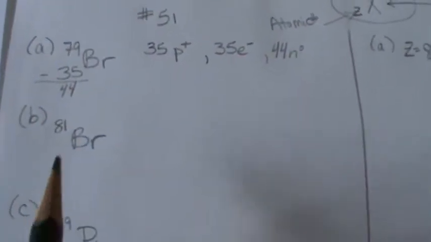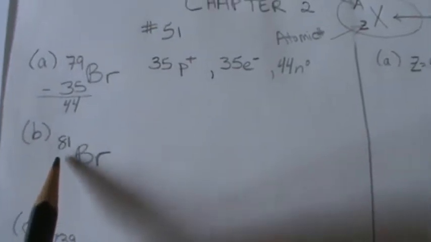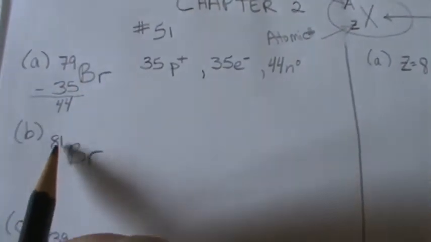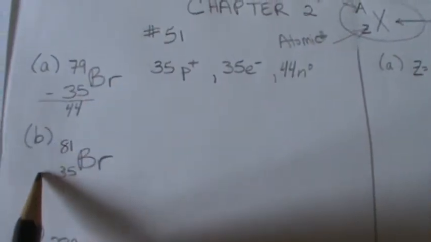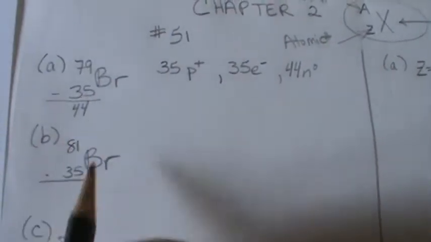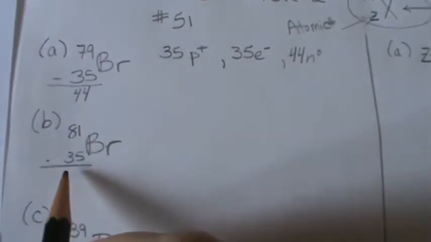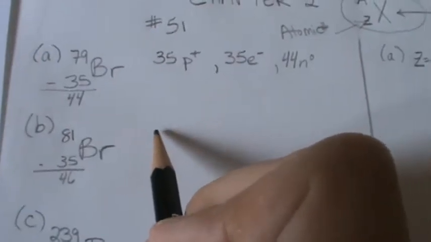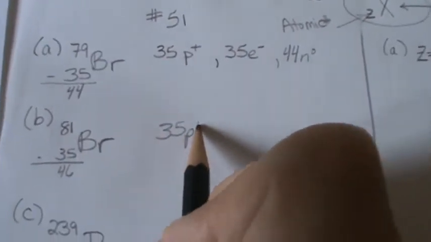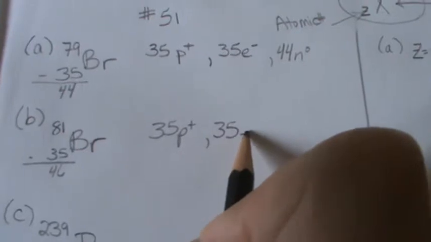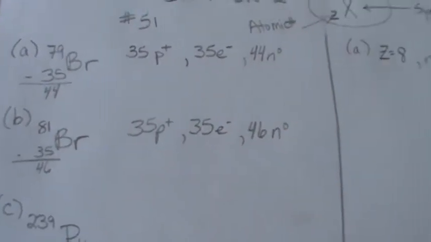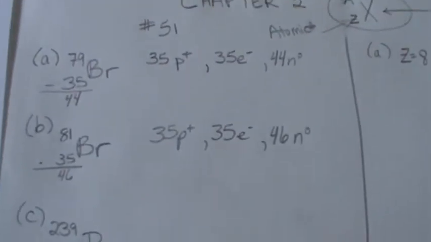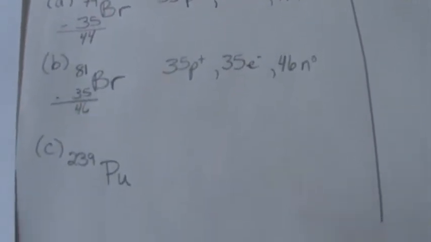So this is another isotope of bromine, 81. So just because the number of neutrons changes with the mass number, the atomic number is always going to be the same. So now instead of 44 neutrons, we have 46, okay? And everything else remains the same. We still have 35 protons, 35 electrons, and now 46 neutrons. And that's kind of the definition of an isotope. Everything is the same except the mass number, the number of neutrons.